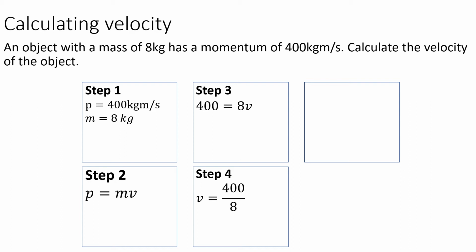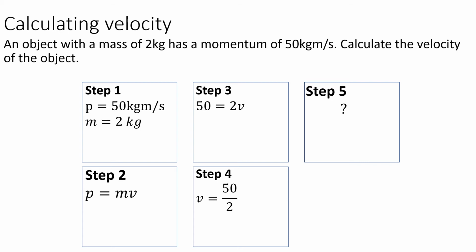That gives us v equals 400 divided by 8. The answer therefore is 50 meters per second. So step 4 is to rearrange to make v the subject of the formula, and step 5 is to write the answer with correct units. Pause the video now and copy these steps down.